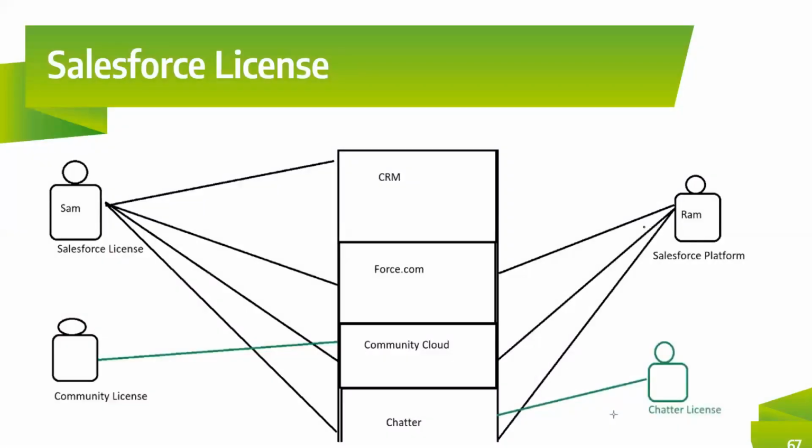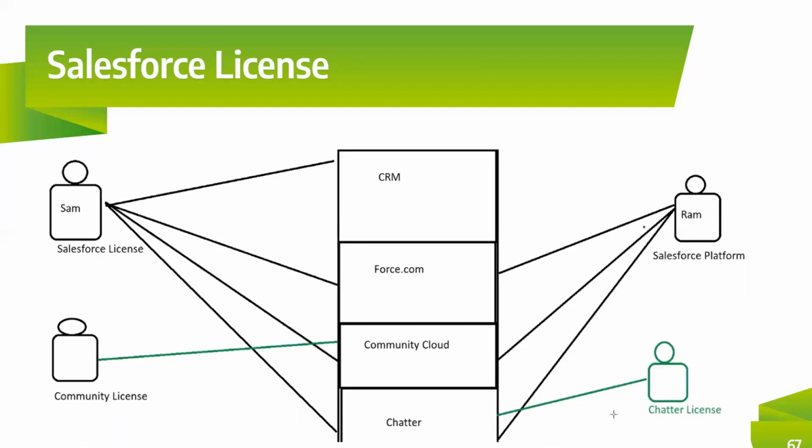When it comes to Salesforce editions, who can access the services offered by Salesforce? From this diagram, you can see Sam is a user, and we have one more person called Ram, and then we have other community licenses and Chatter licenses. The services offered by Salesforce are CRM, Force.com, Community Cloud, or Chatter. Sam is taking a Salesforce license here. When he takes a Salesforce license, he'll be able to work on all these services, like CRM. He can work on declarative, he can write code, and he can work on Force.com. All this declarative and programming comes under Force.com only. He can also work on Community Cloud.